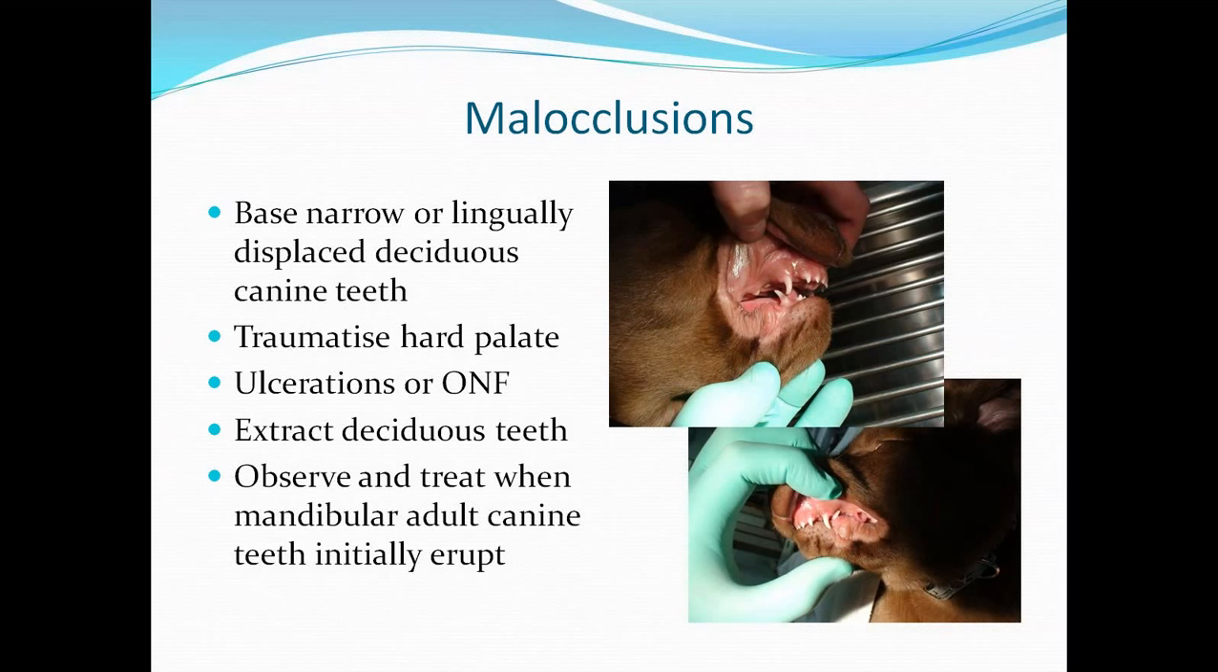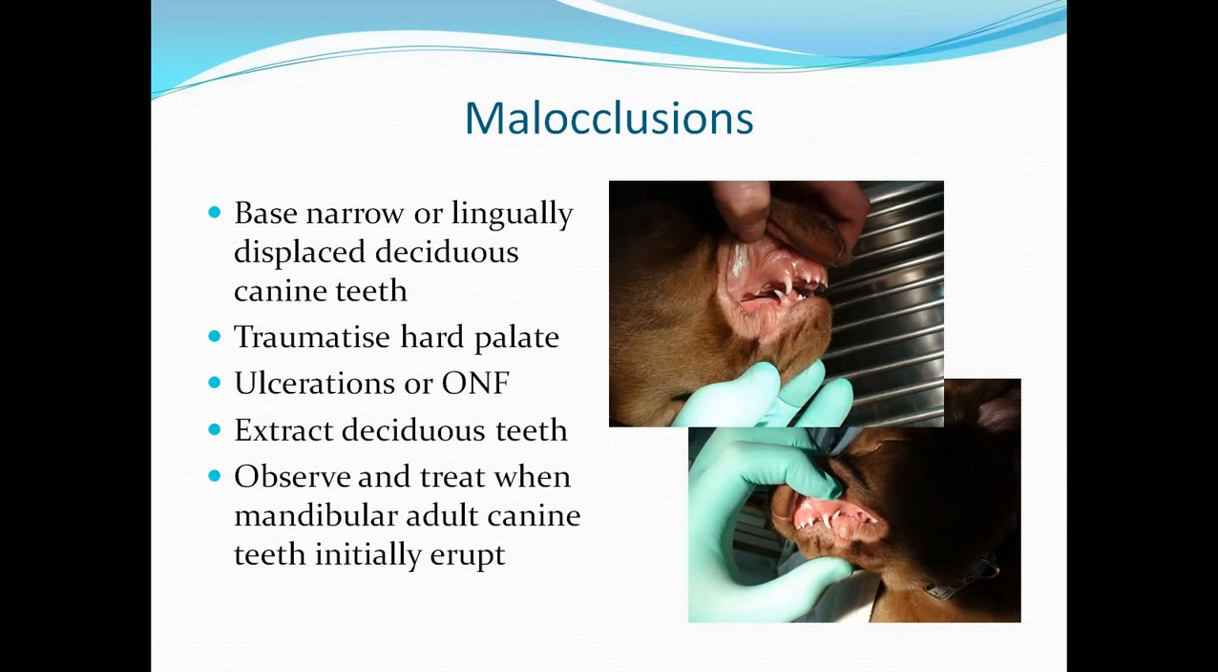without either a retained or a persistent deciduous tooth. Otherwise we've got two teeth in the position, and then we have to extract the deciduous tooth and worry about how we're going to move the permanent tooth laterally. I would prefer to extract the deciduous tooth now and then worry about what's going to happen with the permanent tooth later. So we've extracted the deciduous tooth and we're now going to observe and treat the mandibular canine when it initially erupts.